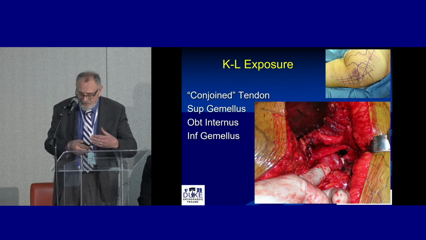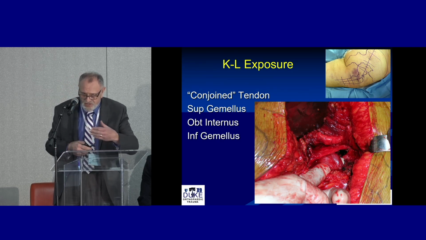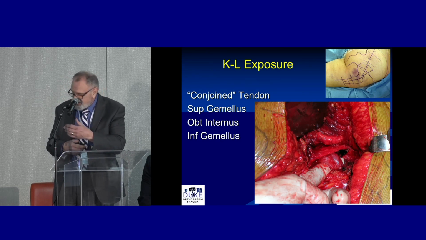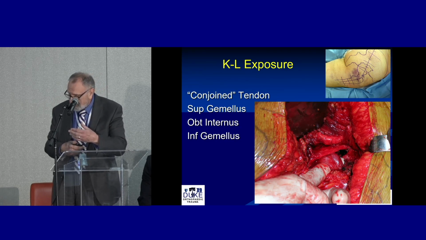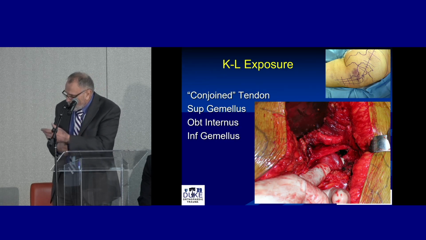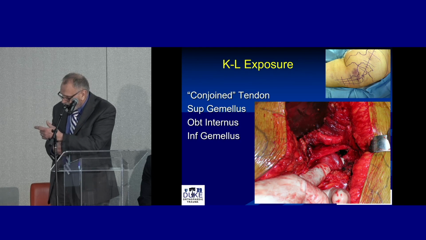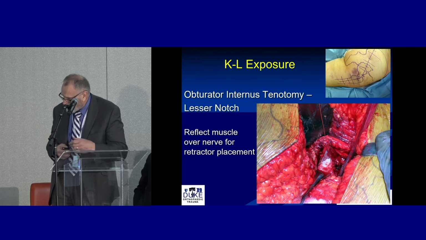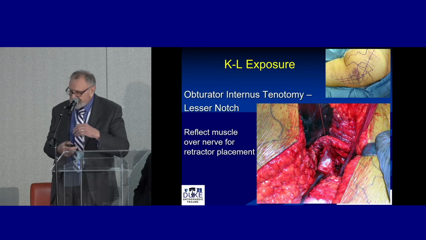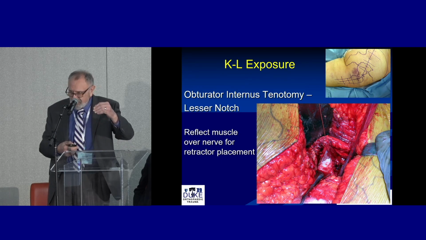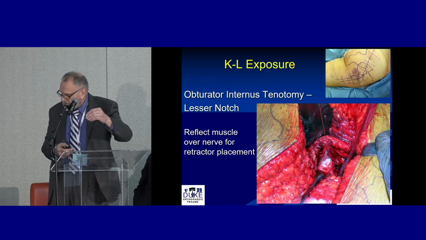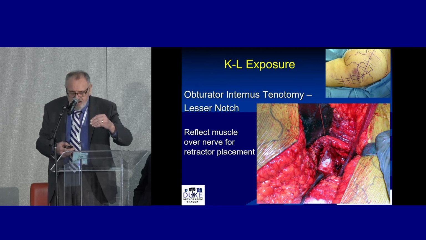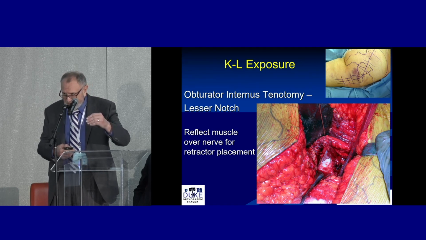My mnemonic for the short external rotators is P, go, go, Q. So the piriformis and then the gemelli just below that with the obturator internus. And the obturator internus tendon is important. This is one of Emile Letournel's big teaching points, to identify the obturator internus. And then as you reflect it up posteriorly, what you'll see is this white bursa of the obturator internus tendons. And that lets you know that you have reached the lesser sciatic notch.